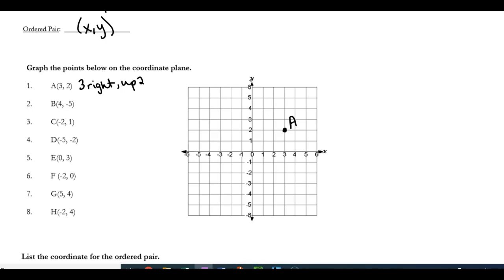Okay, so let's do another one. So this one, 4, so I'm going to go 4 right. And then you see how it's a negative 5? I'm going to go down 5. So I'm going to start at my origin, and I'm going to go 1, 2, 3, 4. And then I'm going to go down 1, 2, 3, 4, 5. And there's my coordinate. And that's coordinate B, so I write a letter B.